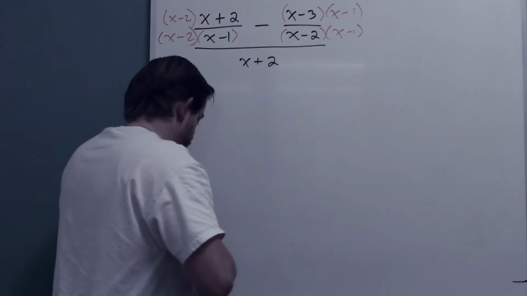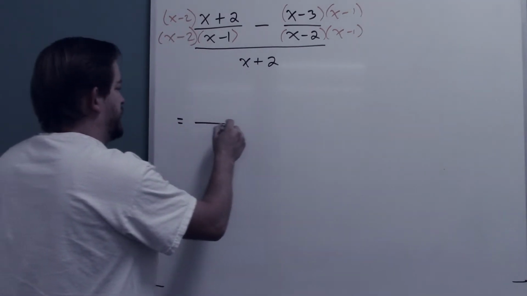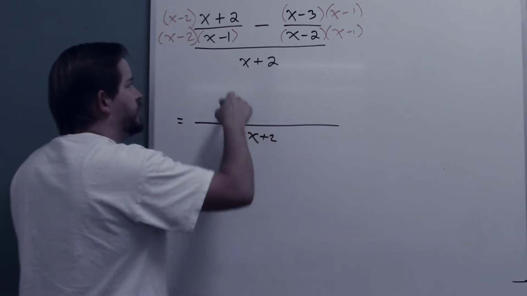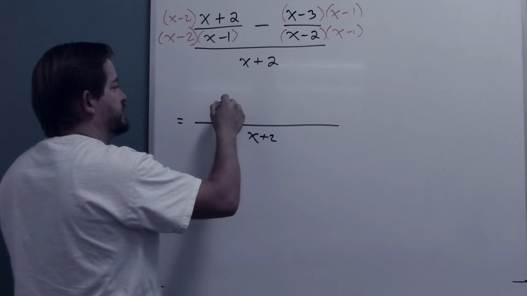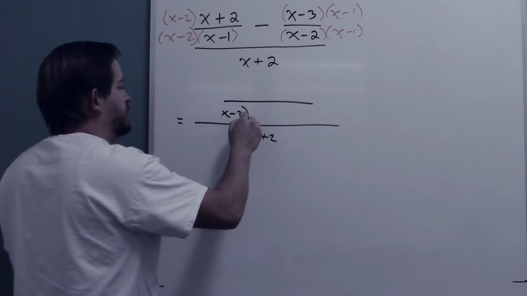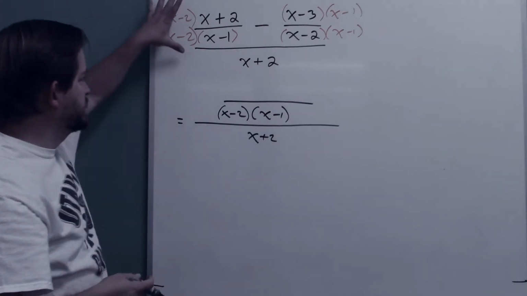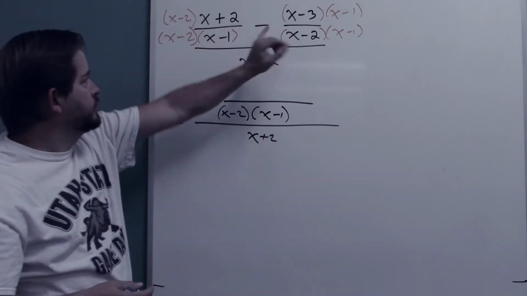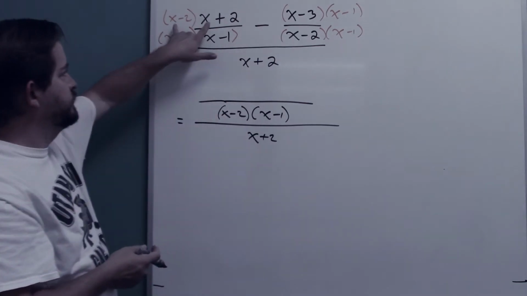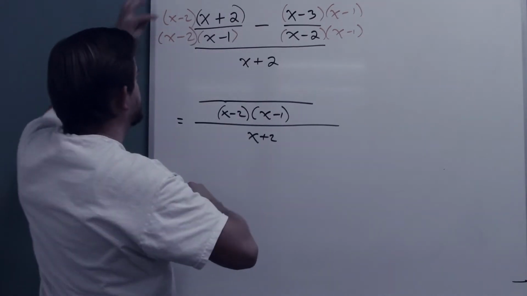So when I simplify this, everything is still over x plus 2. But in the numerator, I can combine this into a single fraction that's now over x minus 2 times x minus 1, because this stuff is over that, this stuff is over that. So I can just combine it. And what I'll have is the result of this FOIL minus the result of that FOIL. So let's write these out.